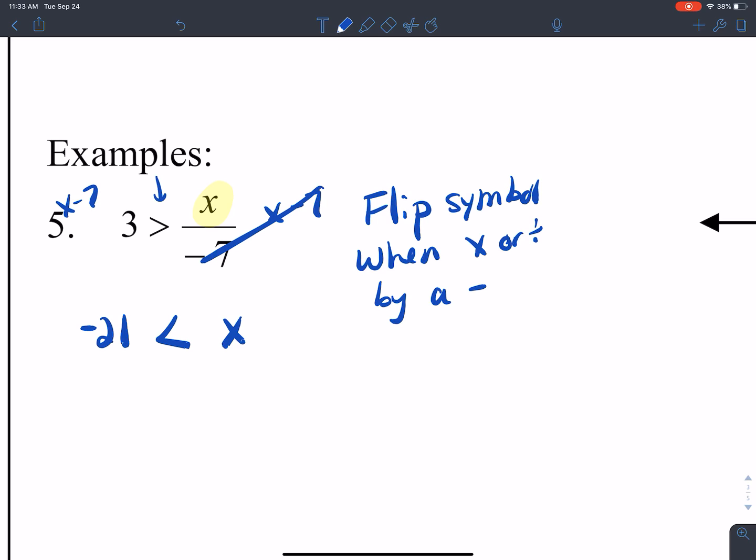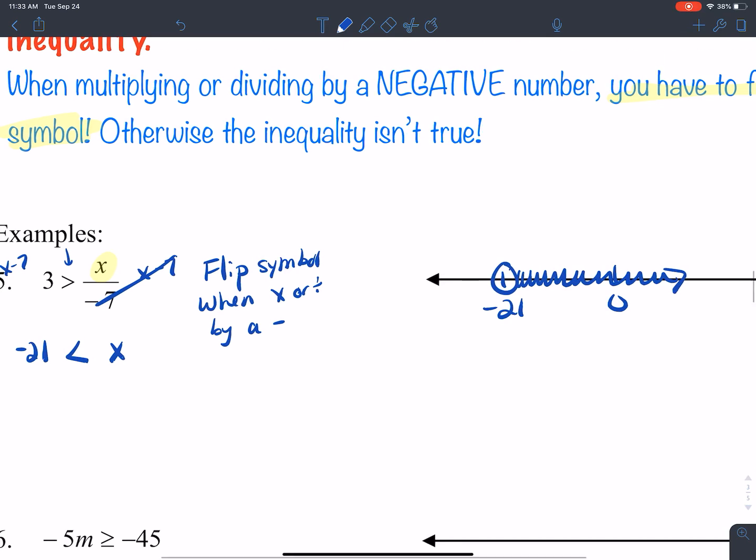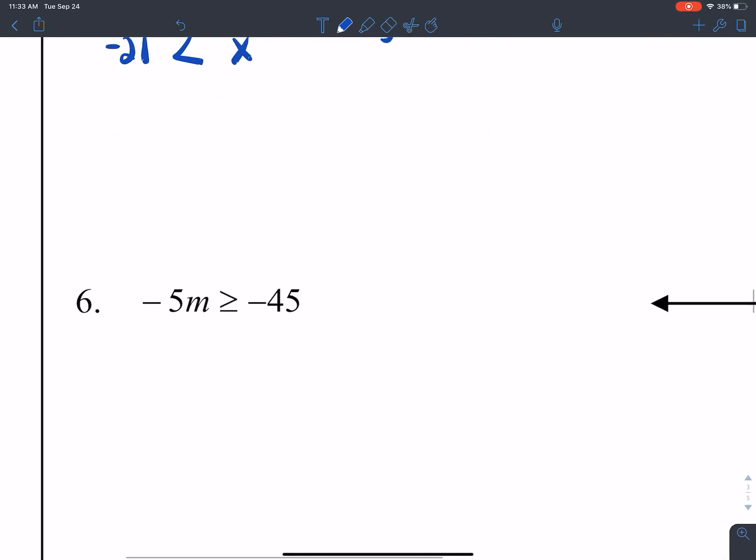So now we can still go graph that solution. So 0, and here's negative 21, open circle, and we want all the x's that are bigger than negative 21 because the x is being eaten by the symbol.